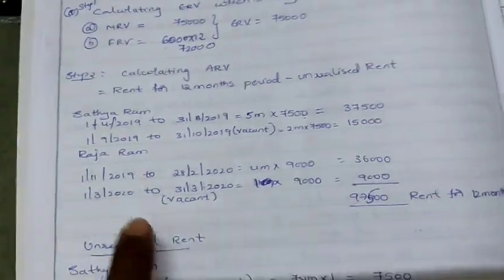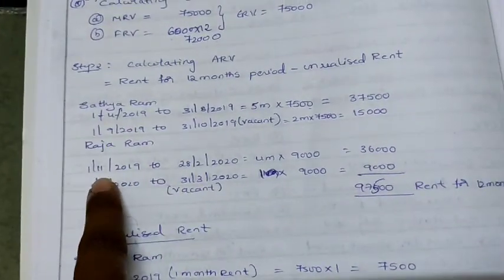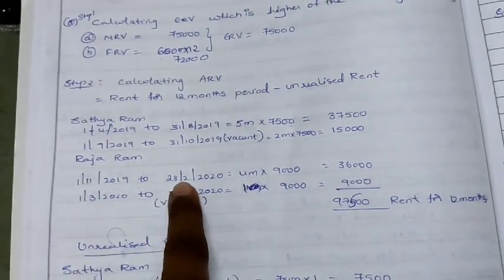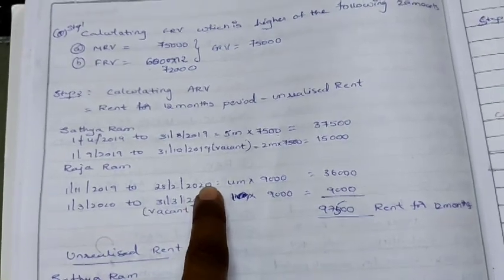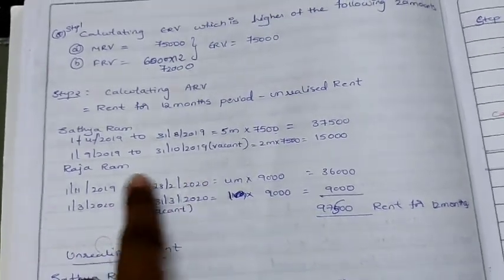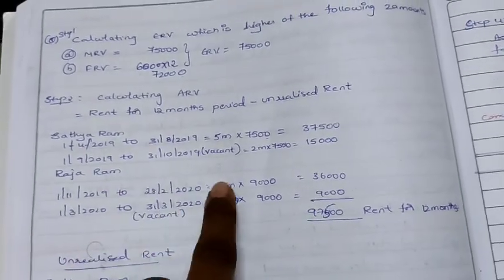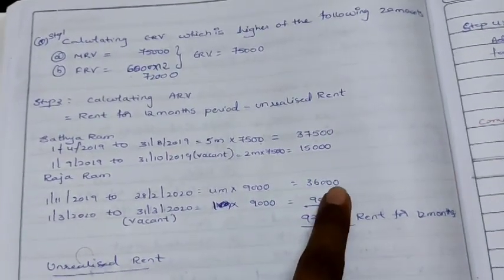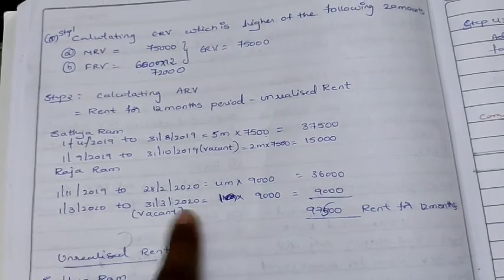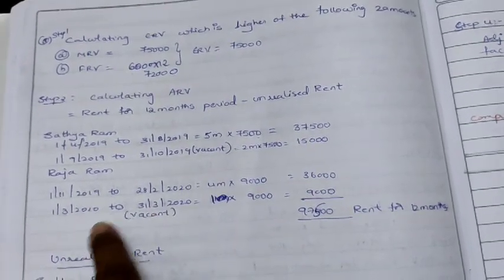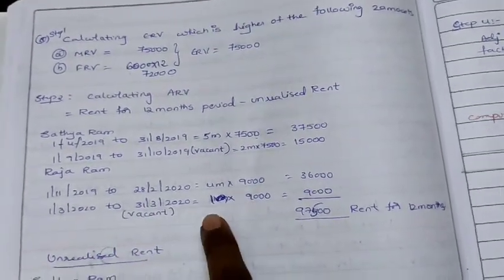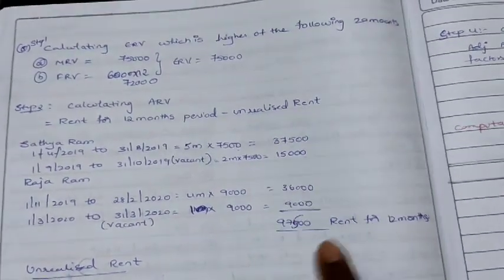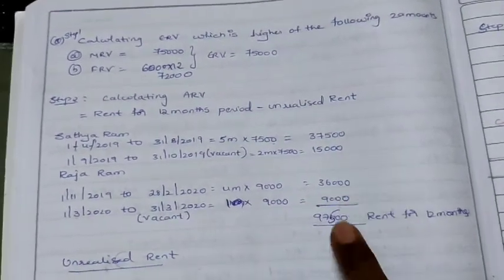Next, Rajaram came to the house on 1/11/2019 and stayed till 28th February 2020. He lived in this house for 4 months into 9,000 per month, so 36,000 Rajaram has paid. Again, in the month of March the house is vacant, 1 month into 9,000. This is totally 12 months rent period.